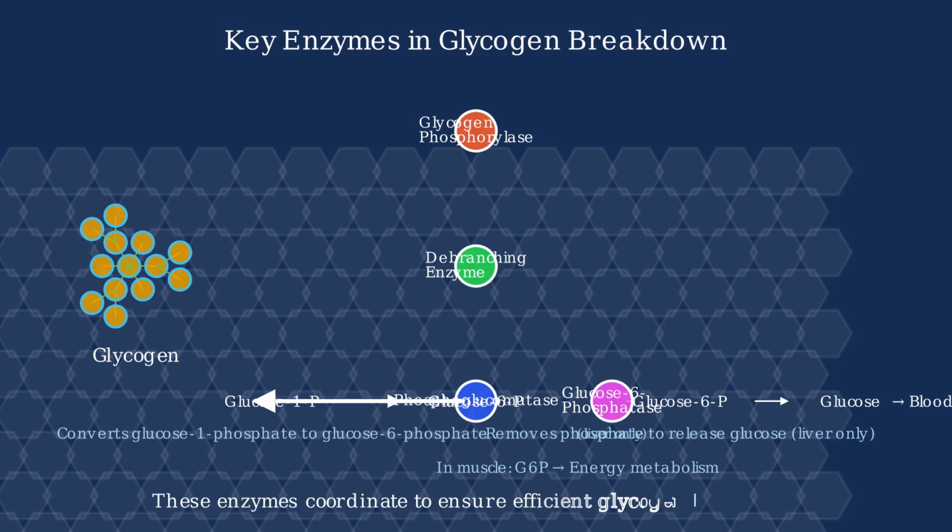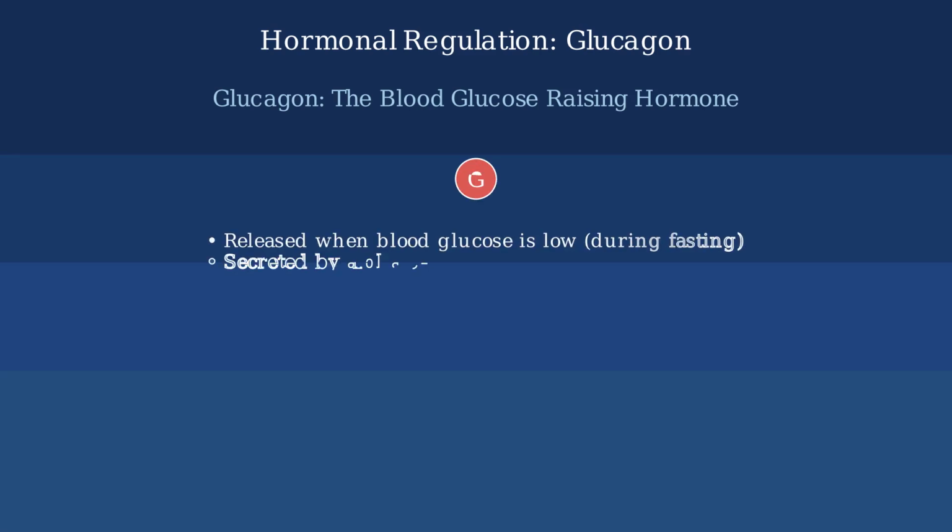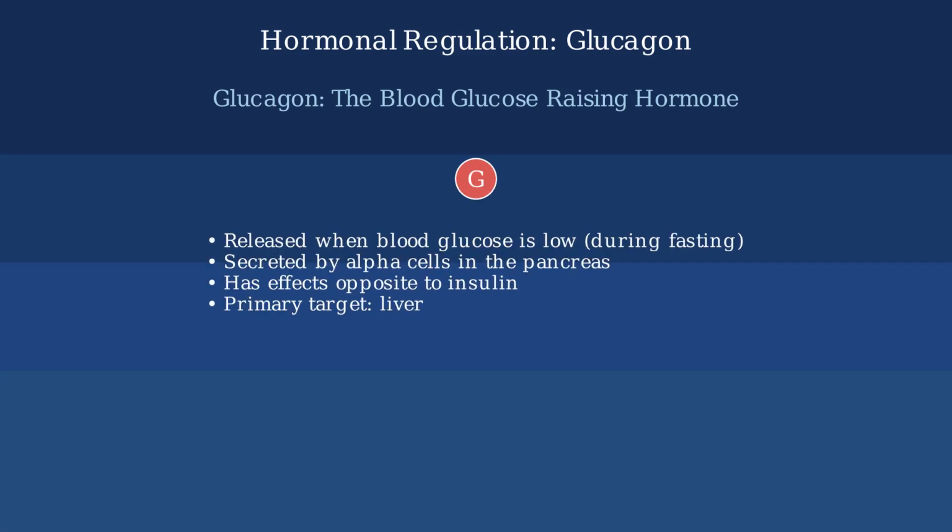Together, these 4 enzymes coordinate to ensure efficient glycogen breakdown, providing glucose for cellular energy needs or for maintaining blood glucose levels. Glucagon is a hormone with effects opposite to insulin, primarily promoting glycogen breakdown. Glucagon is secreted by the alpha cells of the pancreas during fasting states when blood glucose levels fall too low.